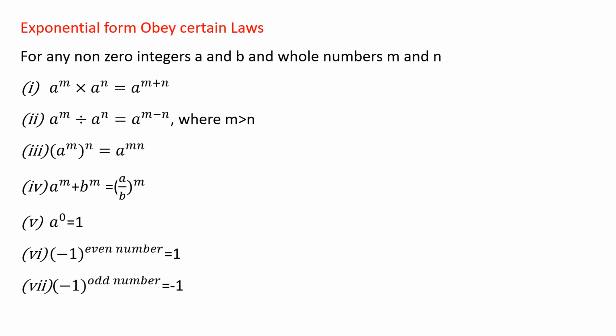Okay, children, now we are going to learn the formulas. Here we can see a power m. This a can be any integer. It can be -1 or -2 or 1 or 3 or 5, but it should not be 0. And this m will be a whole number, so it starts from 0, 1, 2, 3 like that. If this is the condition, how will we write the formulas?